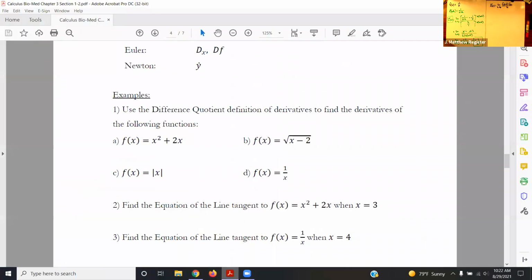The second part to that, it said find the equation of the line tangent to f of x equals 1 over x when x equals 4. So let's see if we can find the tangent line when x equals 4. And we'll just do the same process we did for the last one.